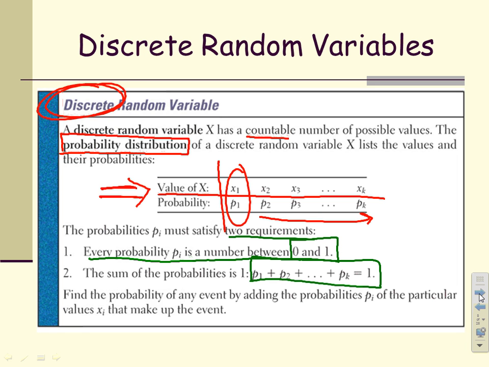And as it says on the bottom, you find the probability of any event by adding the probabilities p of the particular values x that make up the event. And if we think back to Chapter 6, why is that?